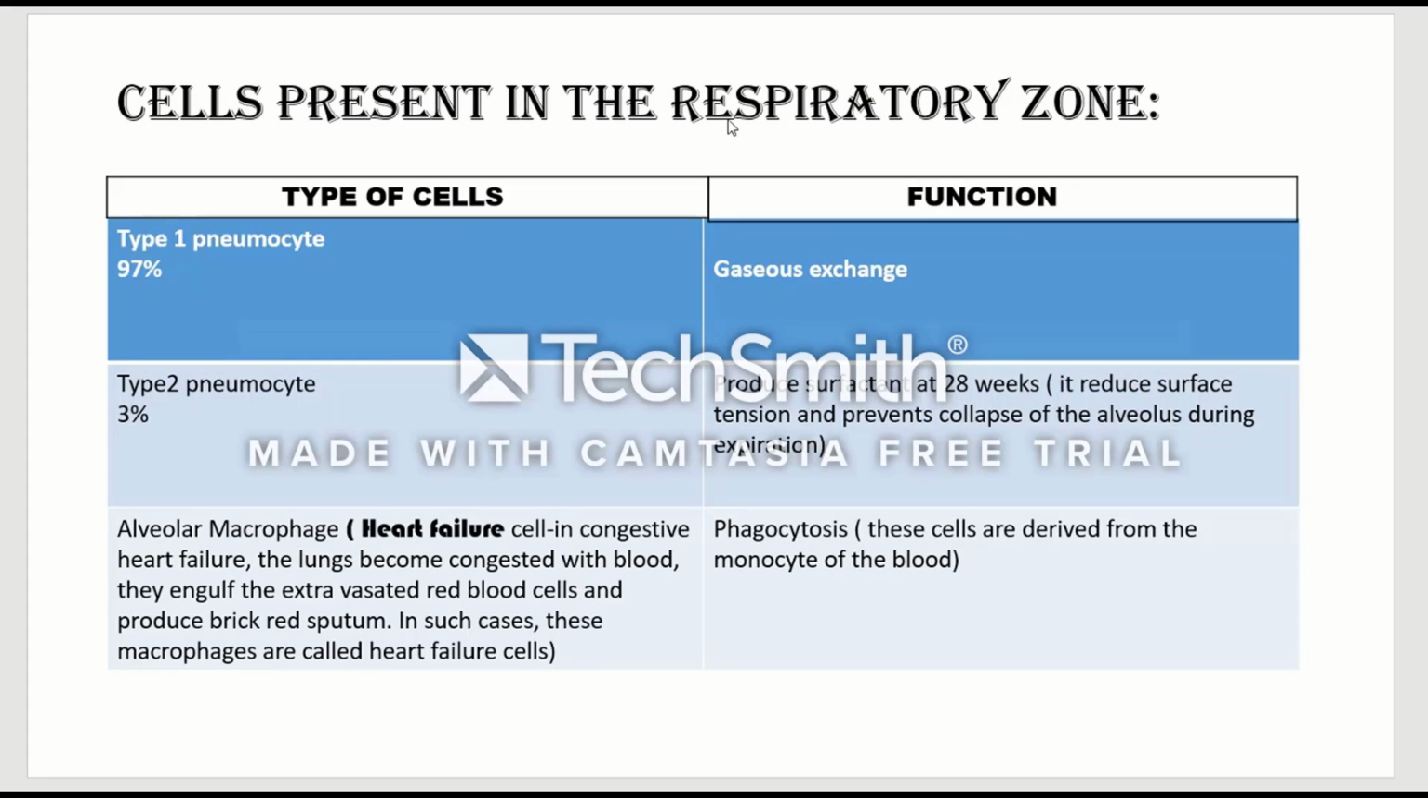Then our next important question is cells present in the respiratory zone. তিন ধরনের সেল থাকে, প্রথমে থাকে টাইপ 1 নিউমোসাইট, দেন হচ্ছে টাইপ 2 নিউমোসাইট and then alveolar macrophage. টাইপ 1 নিউমোসাইট 97% প্রেজেন্ট থাকে এবং টাইপ 2 নিউমোসাইট 3%. And alveolar macrophage কে হার্ট ফেলিওর সেলও বলা হয়.